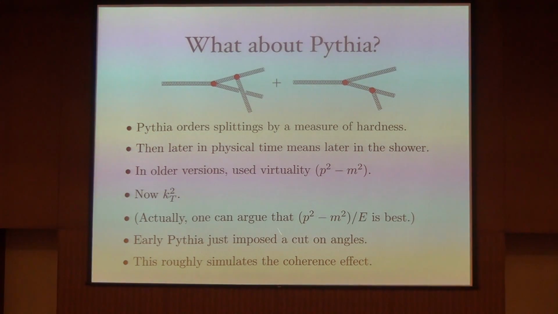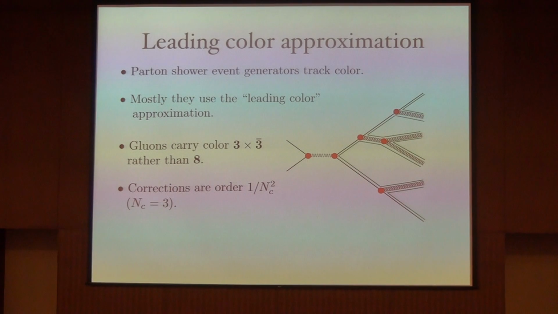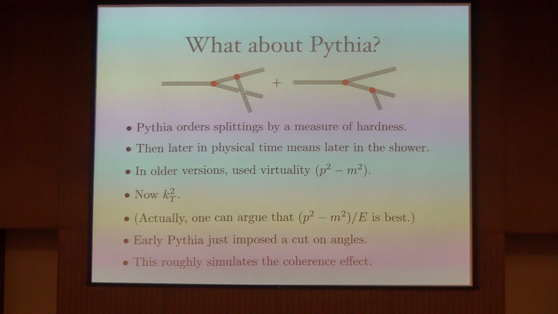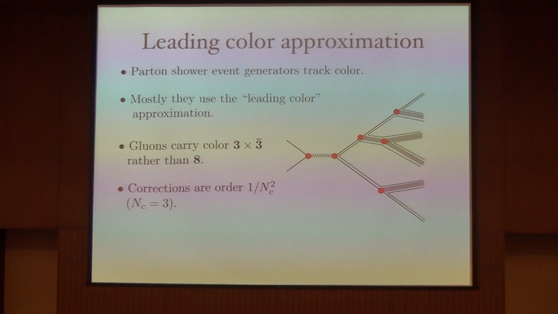So then it was getting the wrong answer for soft gluon emissions, but it just put a cut on angles. And that roughly simulated the coherence effect. That was old Pythia from up to 1995 or something like that. New Pythia has a better method that I'll tell you about in a moment. But I should first tell you about something called the leading color approximation that's used in these parton showers.